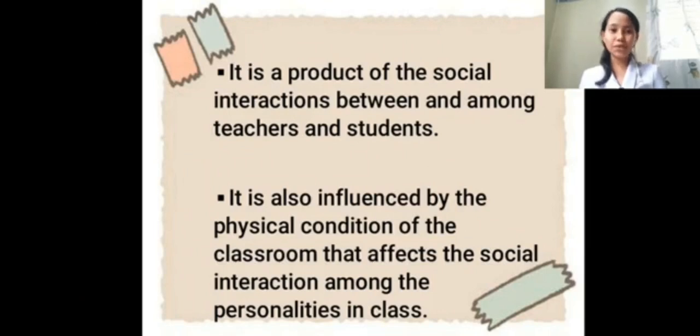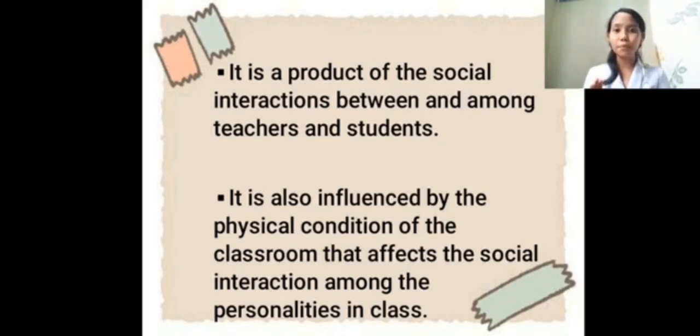Next, the classroom climate is a product of the social interactions between and among teachers and students. I've already mentioned that the classroom climate isn't just about the physical environment, right? Because the social interactions of the students and teachers inside the classroom greatly contribute to the environment or ambience or the climate of the classroom.